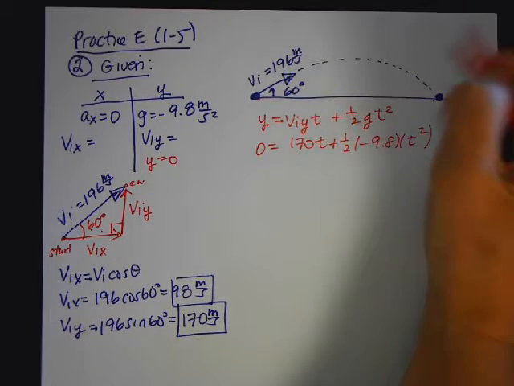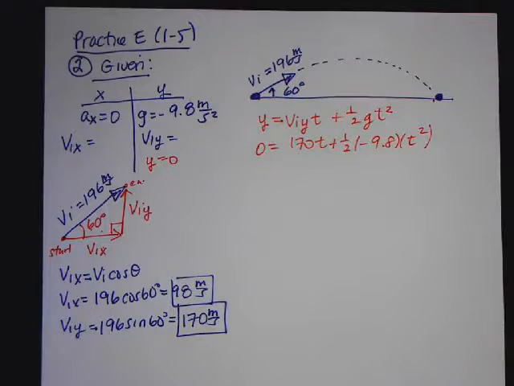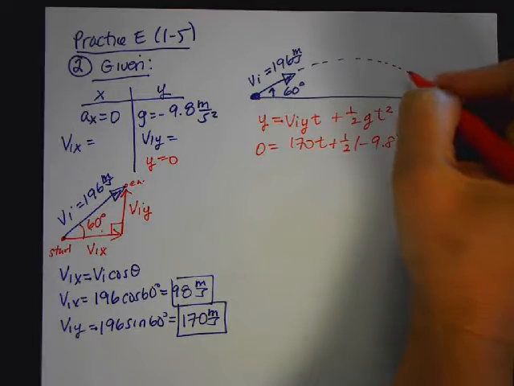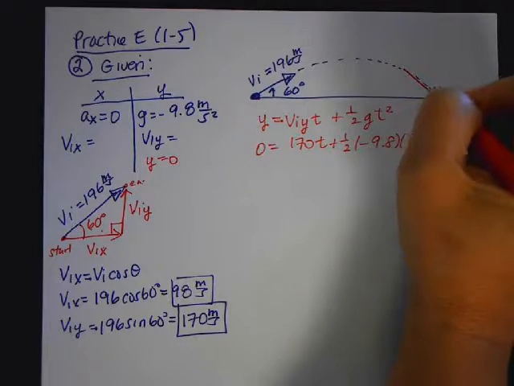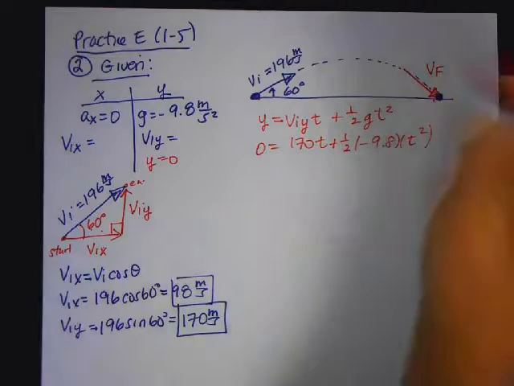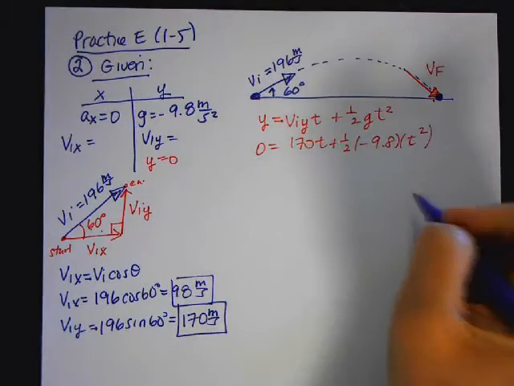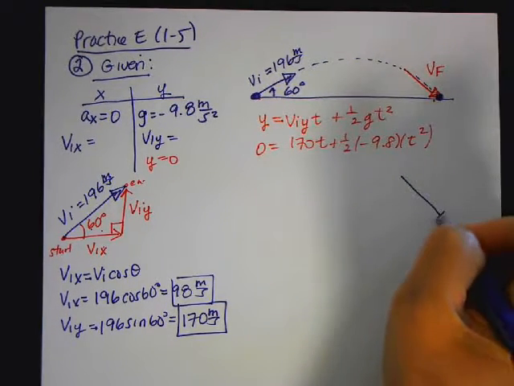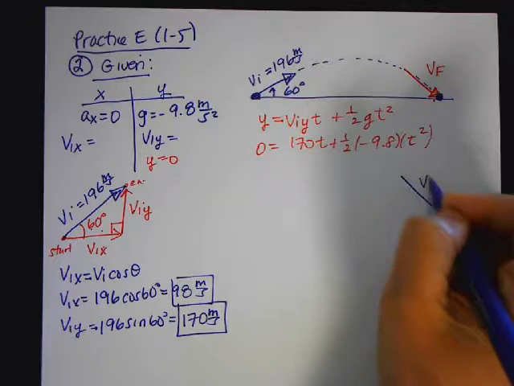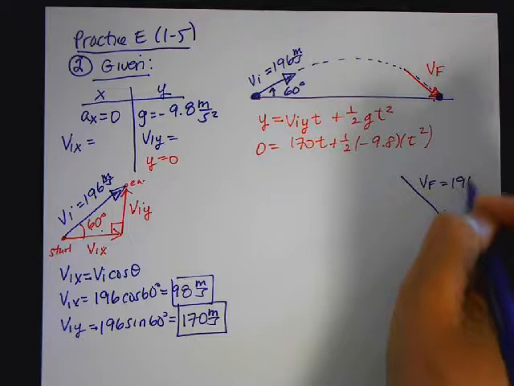In this diagram, this is my initial velocity. We do not take air resistance into consideration in this class. So this is my initial, this is my final velocity like this. Now I'm going to draw a picture and I'm going to show you the difference between my initial and final velocity. So my final velocity is going to be like this. This is VF, it's also 196.